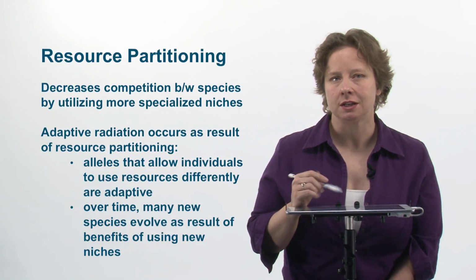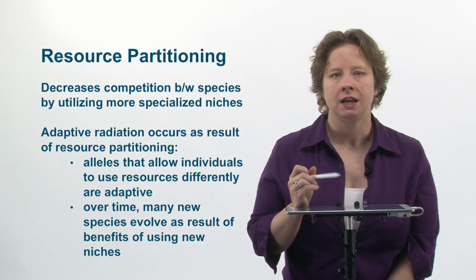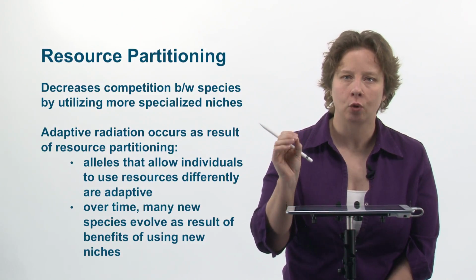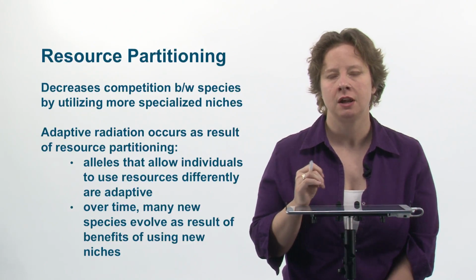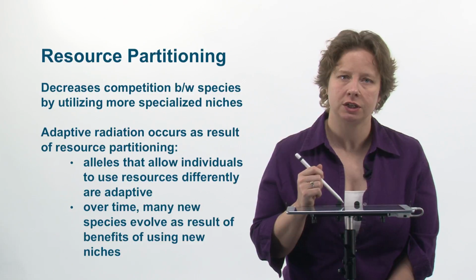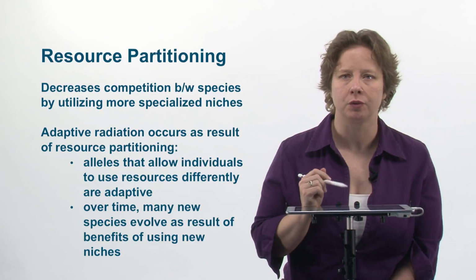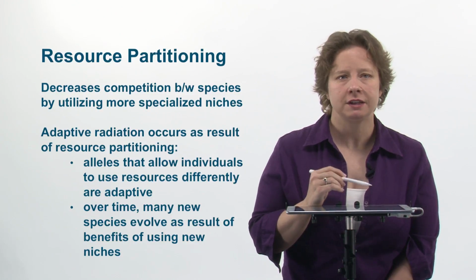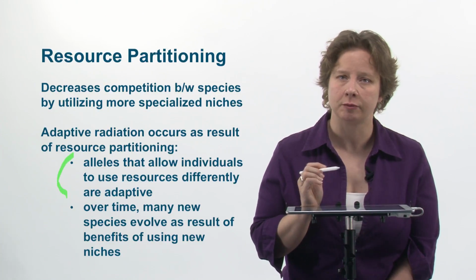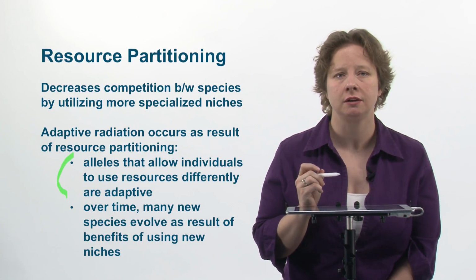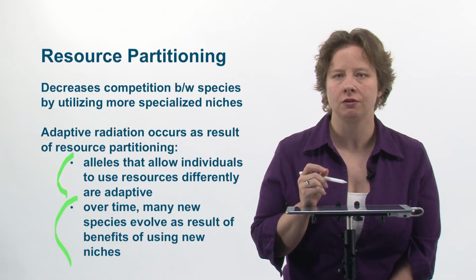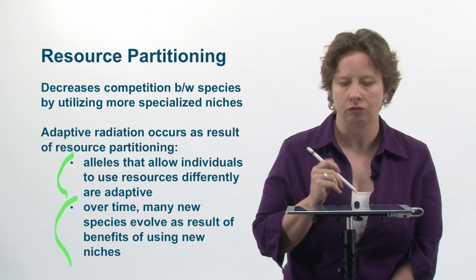Resource partitioning is an interesting concept because it decreases competition between species by utilizing more and more specialized niches. Adaptive radiation happens as a result of resource partitioning, which is something that we've talked about in a previous module. Alleles that allow an individual to use resources differently are adaptive because they reduce competition. Over time, many new species evolve as a result of the benefits of using new niches.